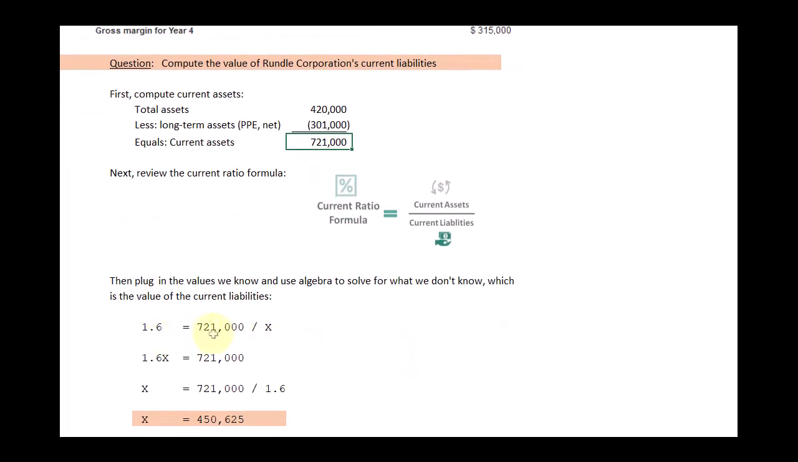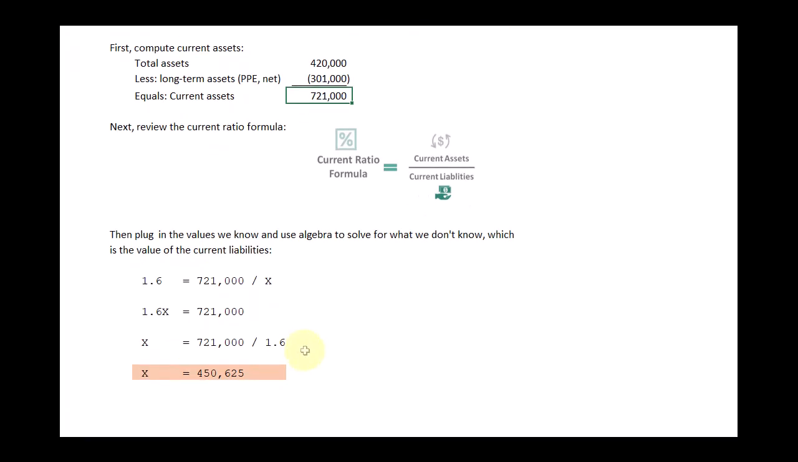Okay, so sliding back down. 1.6 is equal to 721,000 divided by x. Now, we could go through the steps, right? Multiply both sides by x, you get 1.6x equals 721,000. Then we divide both sides by 1.6. The 1.6 cancels out on the left side, leaving you with x, and you're left with 721,000 divided by 1.6. So the final answer is 721,000 divided by 1.6, which is $450,625. And that's what we were trying to solve in this quick video.